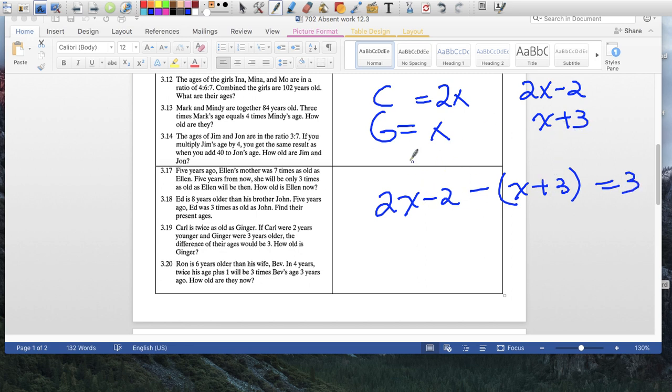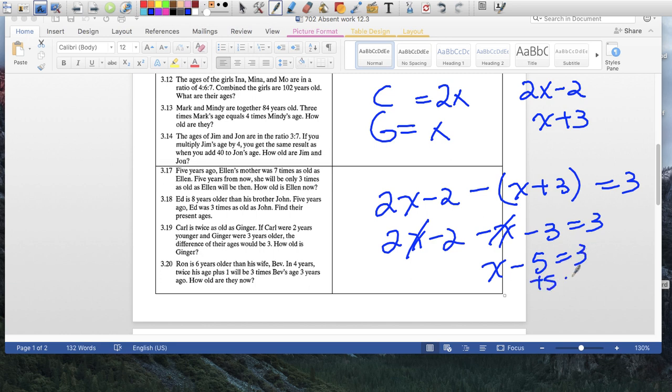So this is what you need to set up your equation. 2x minus 2, and this is going to come out negative x, negative 3 equals 3. 2x minus x is just x. Negative 2 and negative 3 is negative 5 equals 3, plus 5 on both sides. And we get that x equals 8. So how old is Ginger? Ginger is 8, and the other guy is 16.